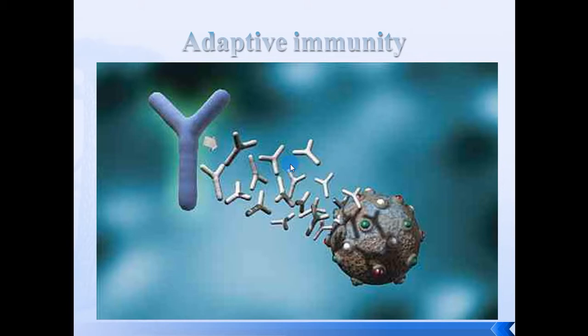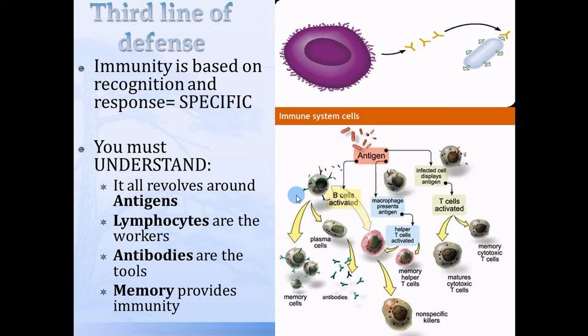You learn this immunity. This is actually a picture. You have a cell and you have little antibodies, and this is kind of the key of adaptive immunity, is it really revolves around these things called antibodies. Right? So the third line of defense, and again it's specific. So here you have a cell that's making antibodies. Those antibodies attack the invader and help you to kill the invader.